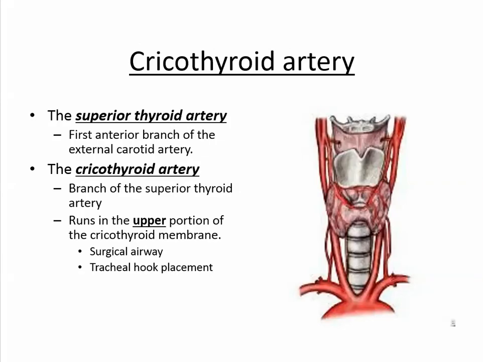This is a picture which shows the relationship of the superior thyroid artery and the cricothyroid artery in relation to the cricothyroid membrane. The superior thyroid artery is the first branch of the external carotid artery, while the cricothyroid artery is a branch of the superior thyroid artery and runs in the upper portion of the cricothyroid membrane. Care should be exercised during a surgical airway or placement of a tracheal hook during tracheostomy.